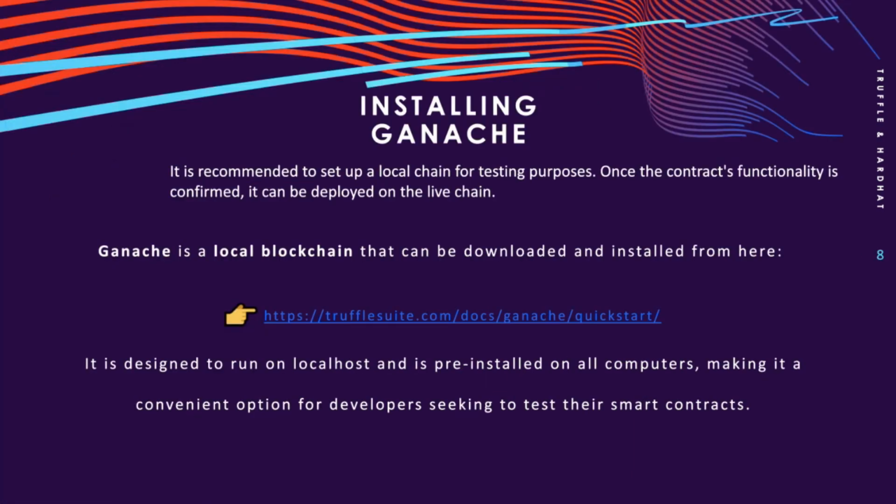It is recommended to set up a local chain for testing purposes, as was mentioned earlier. Once the contract's functionality is confirmed, it can be deployed on the live chain. Ganache is a local blockchain that can be downloaded and installed from this link. It is designed to run on localhost and is pre-installed on all computers, making it a convenient option. Basically, you could simply just use this link to download it and install Ganache.